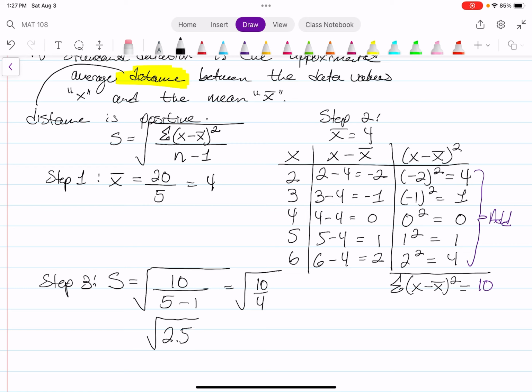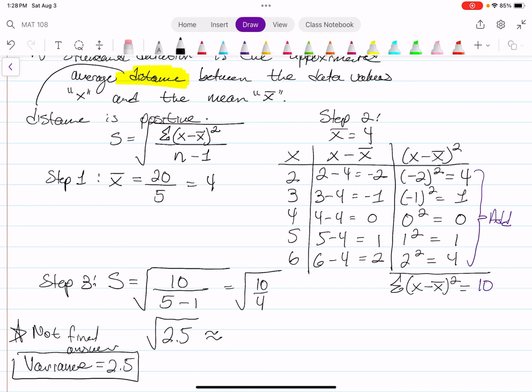And before I go on, I do want to say something that I should have said earlier, but the value that is under the square root is known as the variance. So the variance in this case is 2.5. But this is not our final answer. Just saying it for reference.